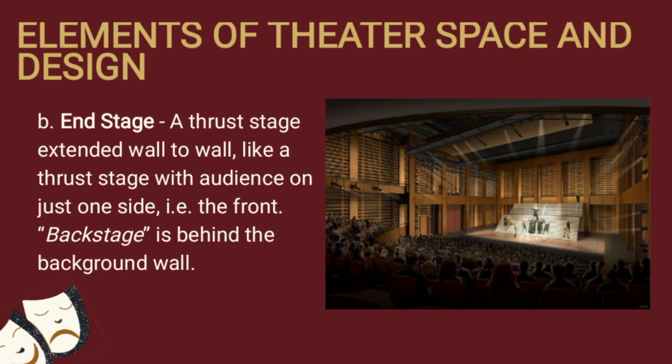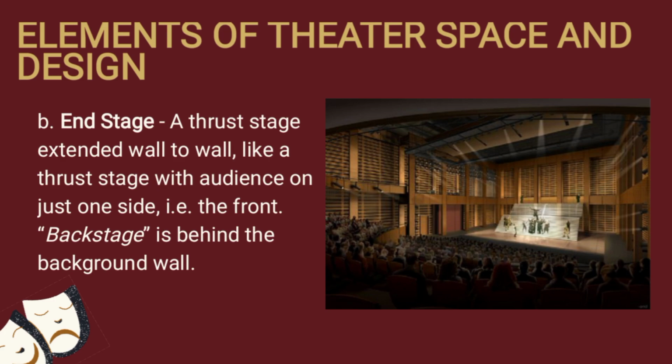staging. Now we have the end stage, a thrust stage extended wall to wall, like a thrust stage with audience on just one side, the front. So the backstage is behind the background wall. So the end stage is also known as the proscenium arc and is a traditional stage. So this one is located at one end of the auditorium. So the stage is separated from the audience by a proscenium arc, and the audience views the performance from a certain fixed position.